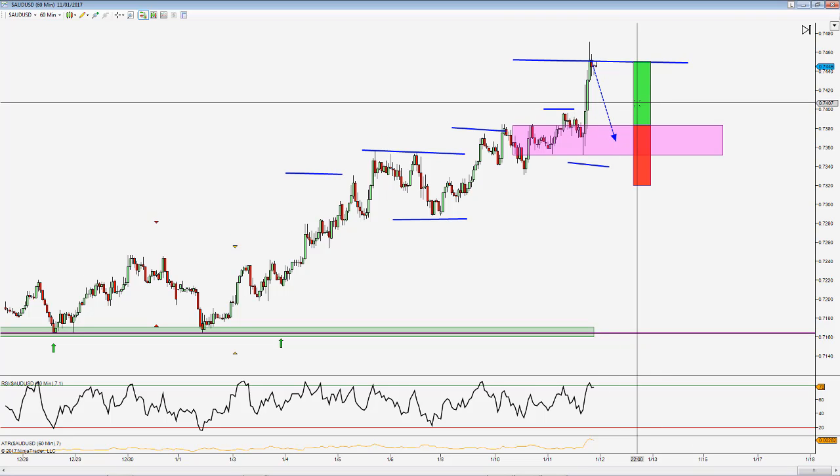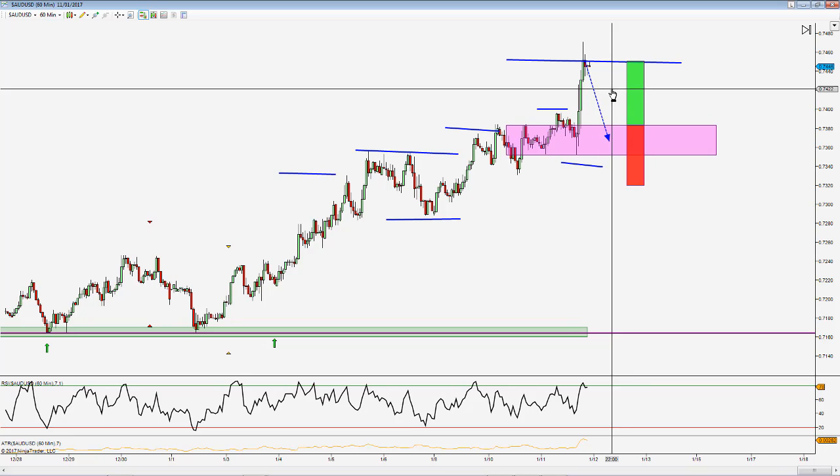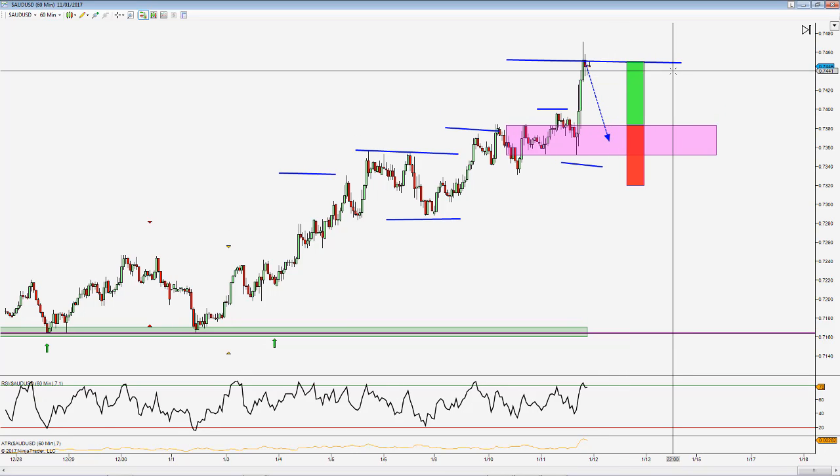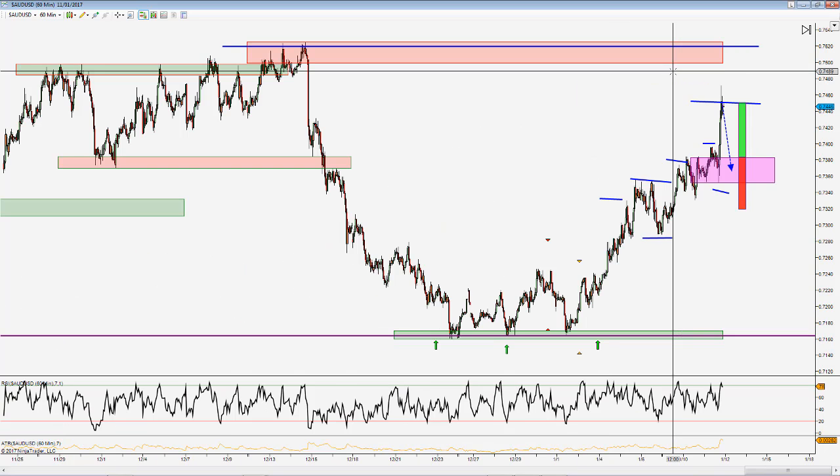Now, if you're unfamiliar with a higher high, higher close candle, go and check the YouTube channel. I did a video called a basic or a very simple entry technique, and it's all based around the rules of identifying a higher high, higher close candle. So that's what I'm looking at, guys. Potential trend continuation trade here on the 60.